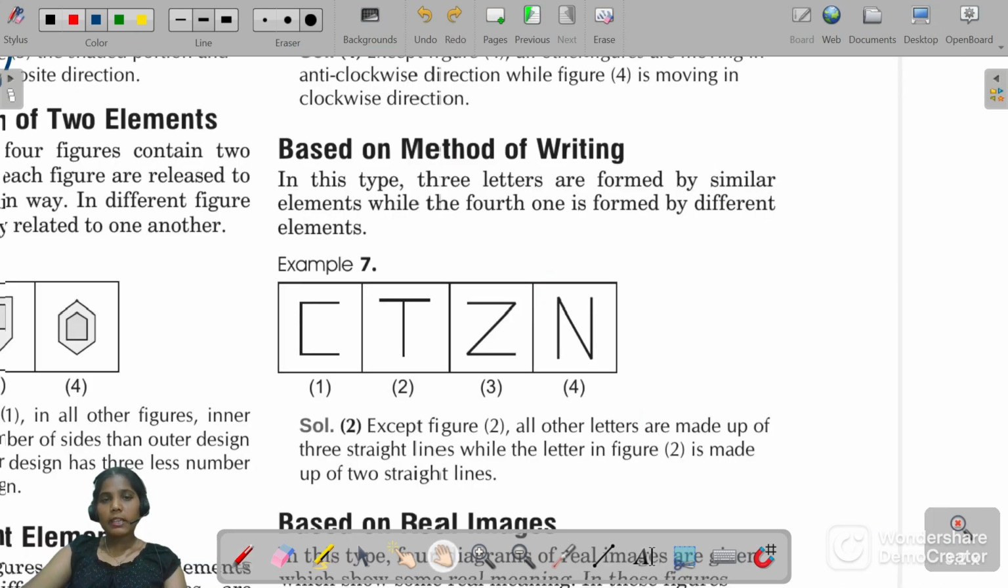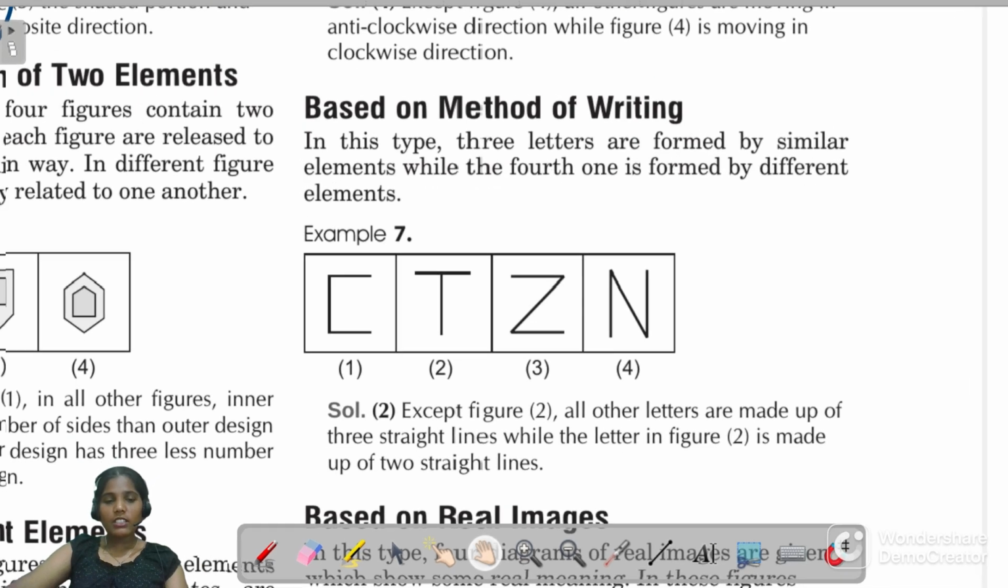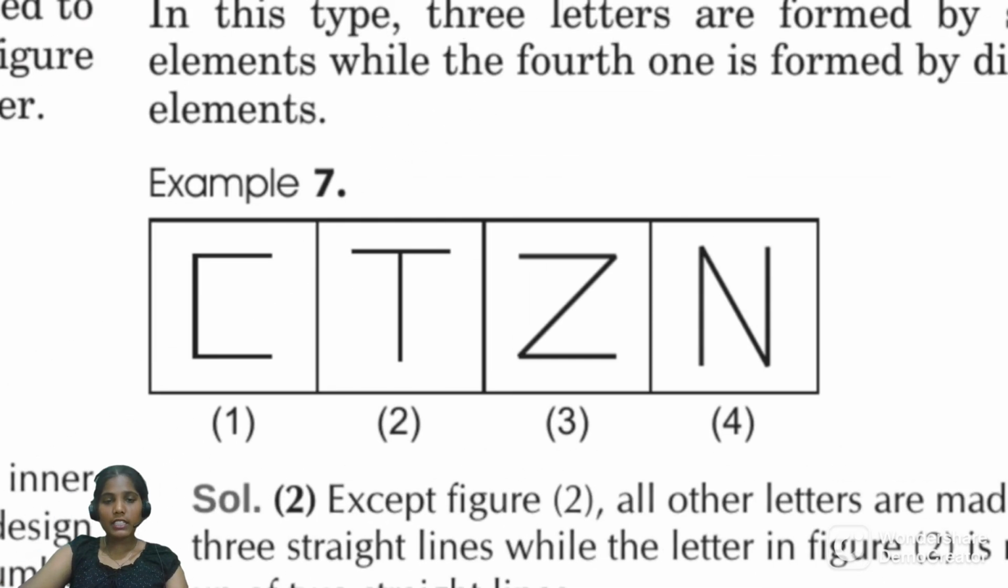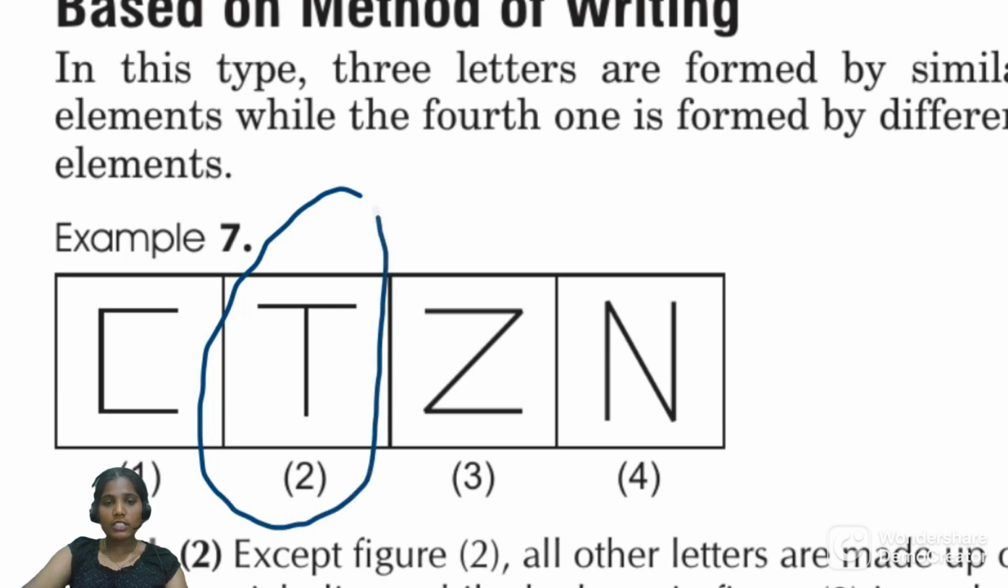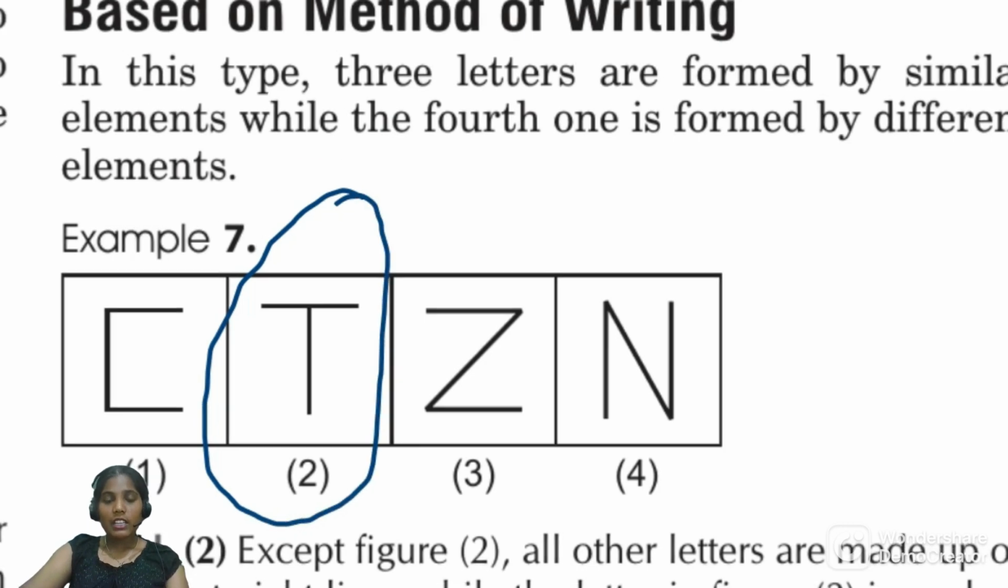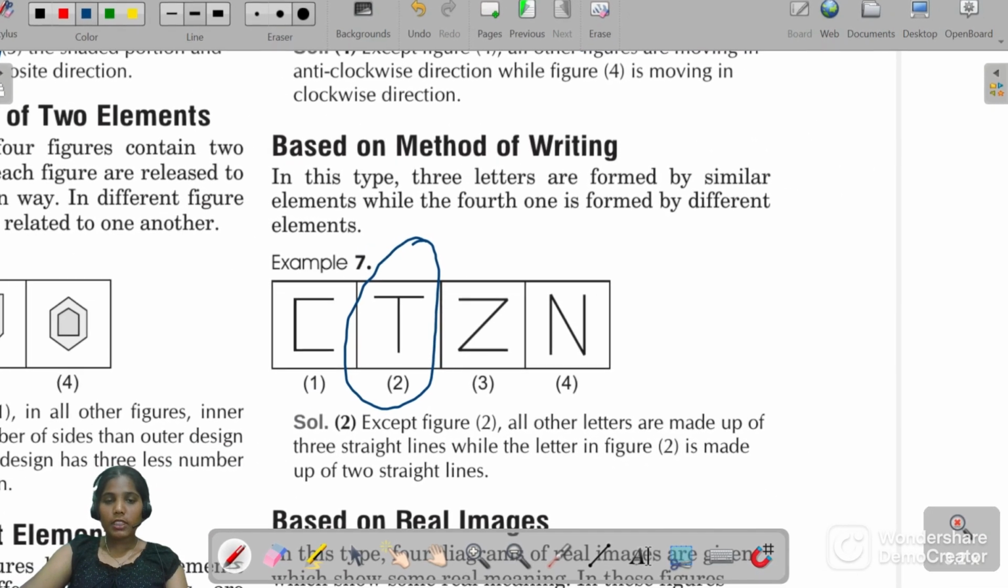Next type is based on method of writing. In this, we can see options 1, 2, 3, and 4 are made up of lines. But we can observe one thing: option 2 has only 2 lines, whereas option 1, option 3, and option 4, that is C, Z, and N, are made up of 3 straight lines. So in this way, we can opt out option 2, because it is made up of 2 lines. This is the best example for the method of writing.